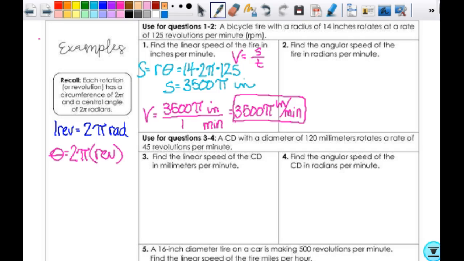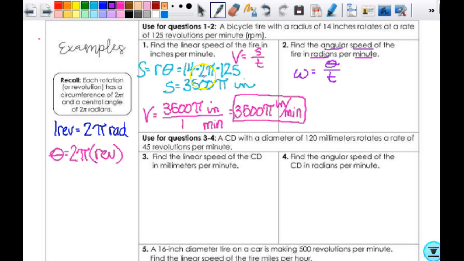All right, let's look at number 2. It says, find the angular speed of the tire in radians per minute. So my angular speed is omega. It's equal to what over what? Theta over time. Did we already find theta? Yes, sort of. Like, we didn't really find it.